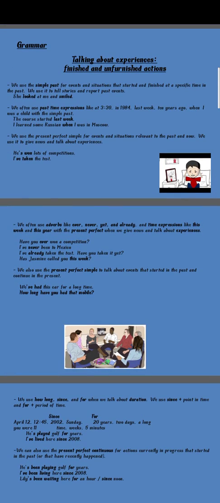Let's move into grammar, and in today's grammar we are talking about experiences, or what we call finished and unfinished actions. I think you remember in Unit 2 we had past simple, and past simple is the tense we use when we talk about something that happened and ended in the past with no relation to the present time. You have to keep in mind that the past simple is something that happened at a specific time in the past. And also, we use it to tell stories and report past events.